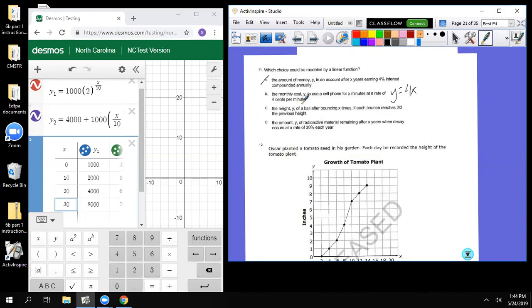The height Y of a ball after bouncing X times if each bounce reaches 2/3 the previous height, so Y is equal to, well, I don't even know how to describe that one exactly, except that if you were to draw the graph, you would see that it does a number like this, which obviously is not linear, so can't be a choice. D, the amount Y of radioactive material remaining after X years when decay occurs at a rate of 30% each year. Well, decay or growth is always going to be exponential, so that means that B is our answer choice.